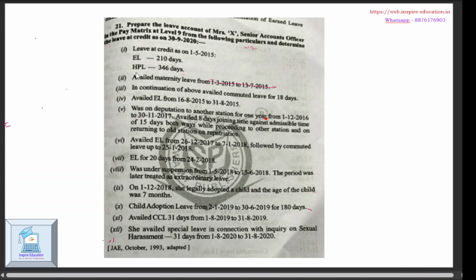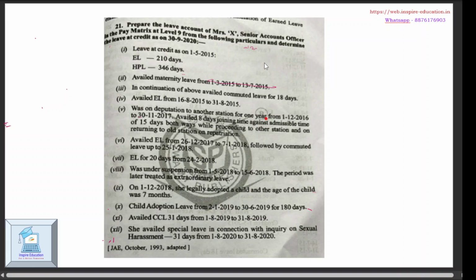Today we are going to solve one leave problem from Shami's book. For solving it, we have to understand two kinds of leave that are credited in our leave account. In a leave account, two kinds of leave are credited in general: EL and HPL.